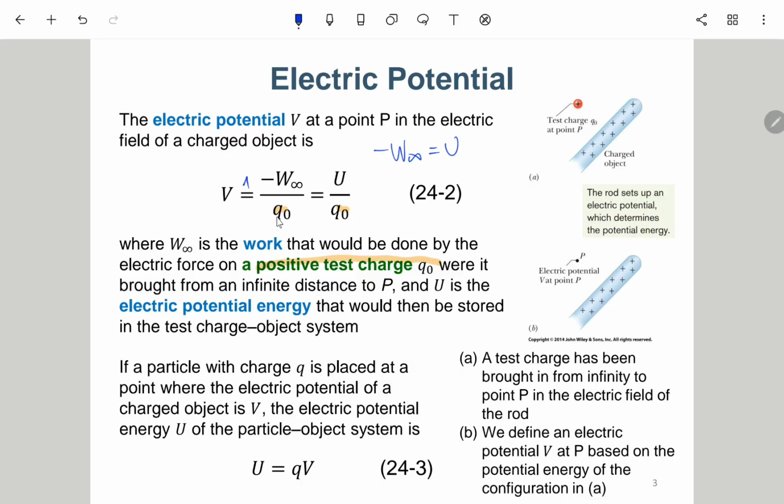So here if you just look at the leftmost and the rightmost part of this equation, you can simply move this Q0 to the left side. So you have U equals Q0V. Here it is just written as U equals QV. Just ignore the 0 there. So here it is just mentioned that U equals QV.